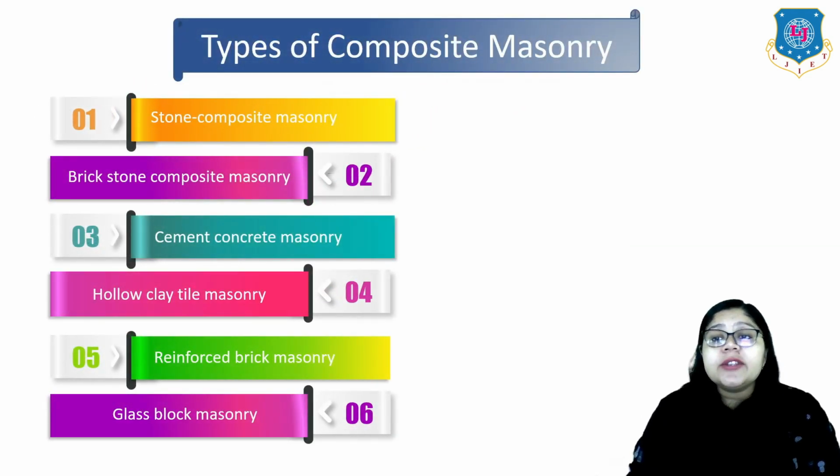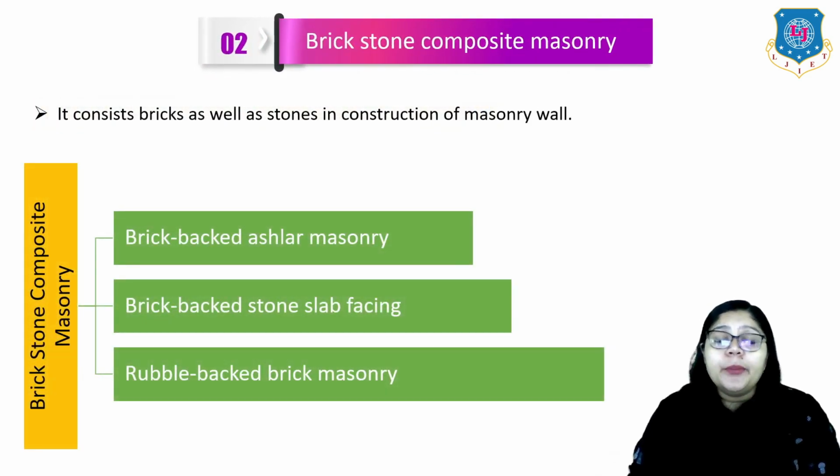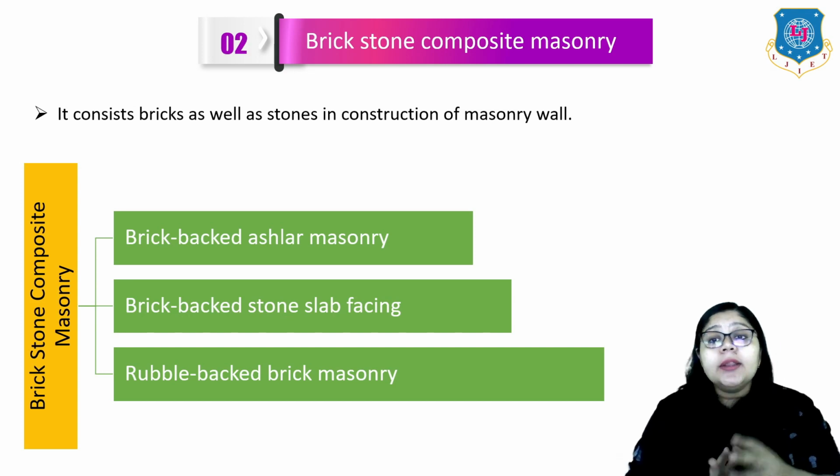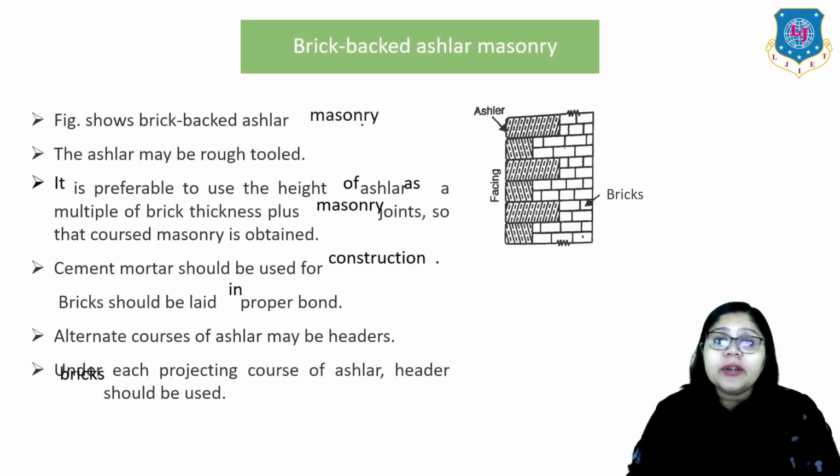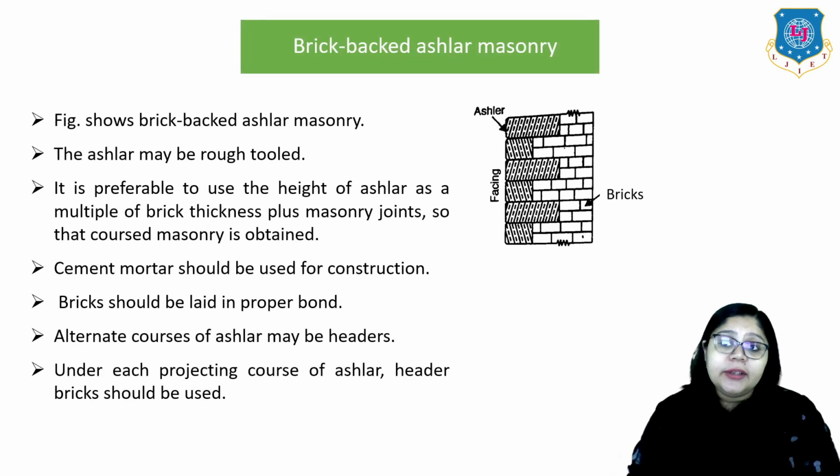Now let me talk about the second type, which is brick stone composite masonry. It generally consists of bricks as well as stone in the construction of the masonry wall. It can be further classified into three types: the brick backed ashlar masonry, the brick backed stone slab facing, and the rubble backed brick masonry. Let us understand first the brick backed ashlar masonry. From the figure you can understand its construction.